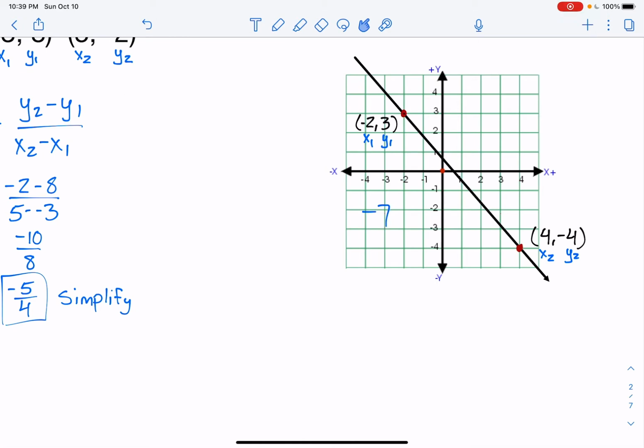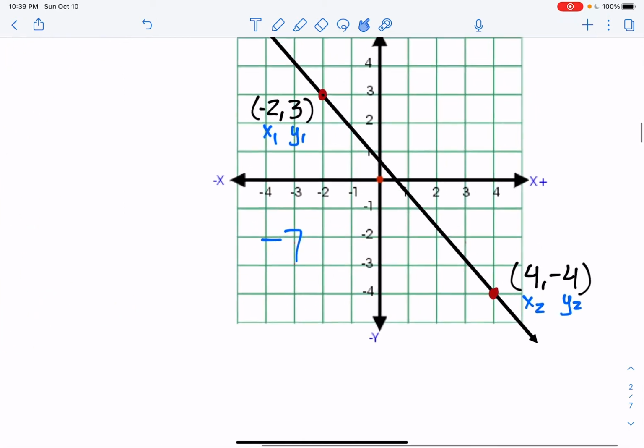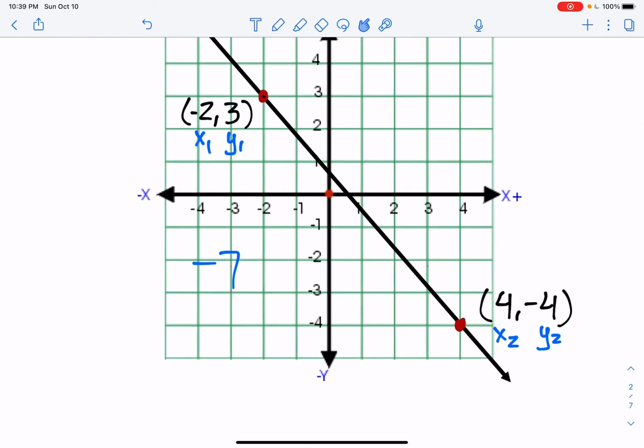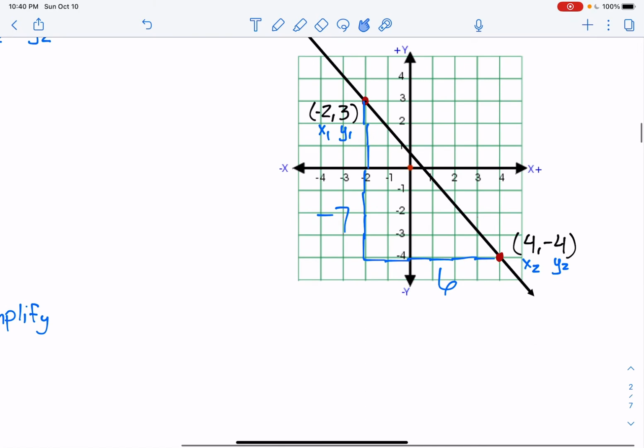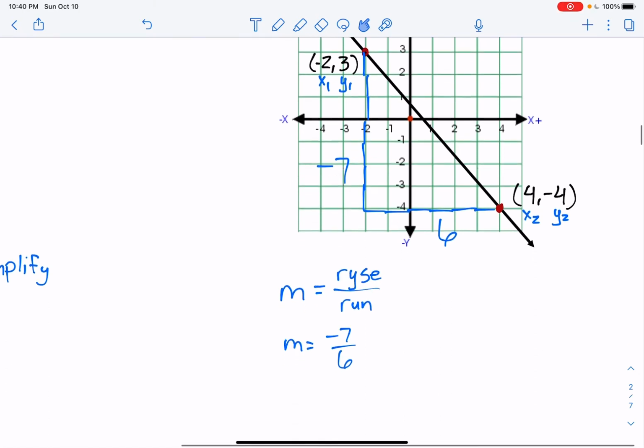However, if you're given the graph, you can also do it this way. Remember, it's rise over run. So I can just count these: 1, 2, 3, 4, 5, 6, 7. I had to go down 7 to get from that point. And I go right 1, 2, 3, 4, 5, 6. So I went down 7, right 6. Remember, it's rise over run. So my slope is just -7/6.